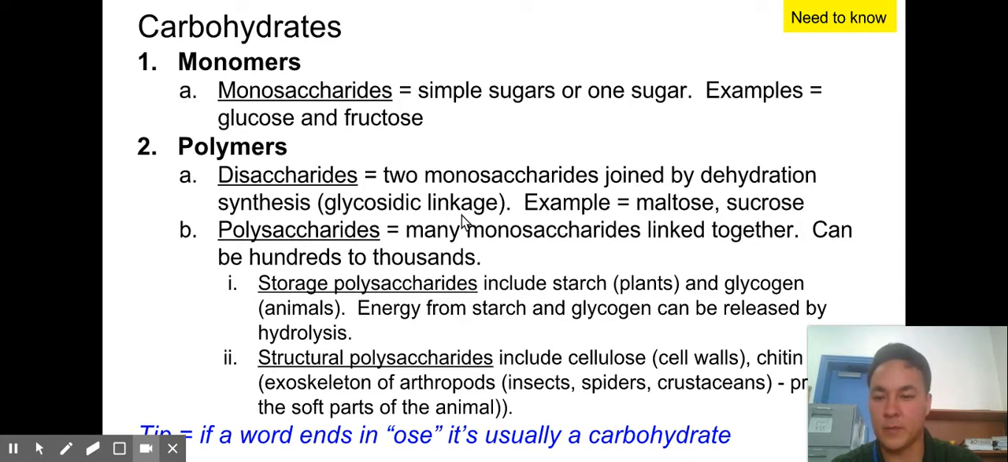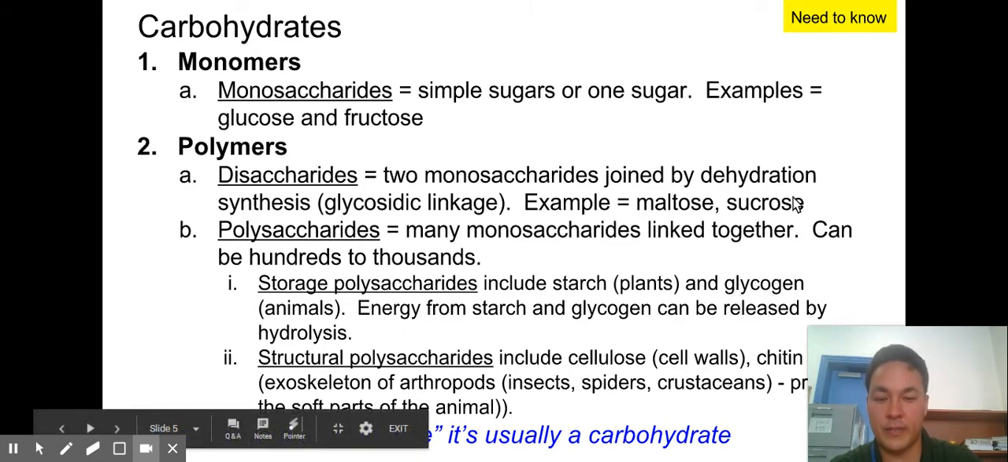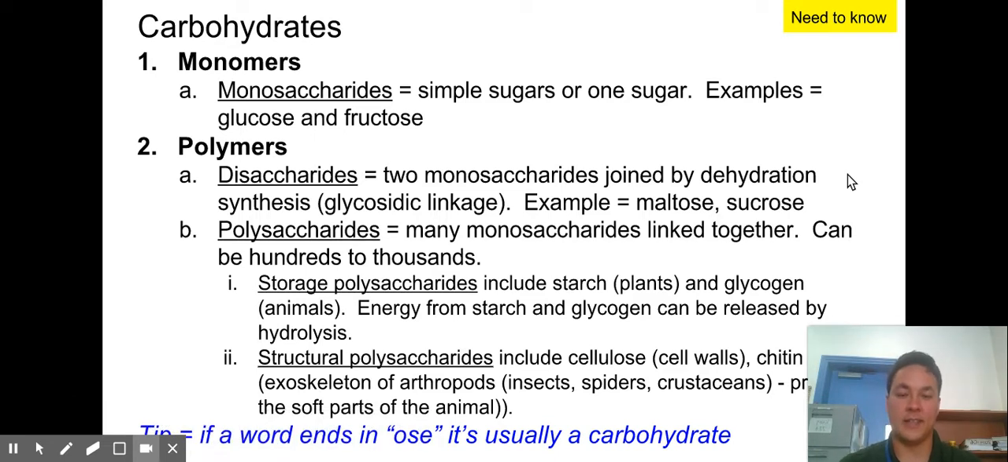You don't need to know this word. Poly means many, so many saccharides or many sugars put together can be a polysaccharide. I skipped oligosaccharides if you watched the video though. These can be for storage, like starch in plants such as potato and glycogen in animals. Or they can be structural. They can help make cell walls. They can help make the outsides of certain arthropods and insects.